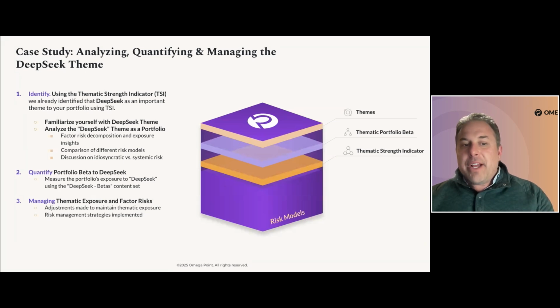Then you're going to quantify your portfolio beta to DeepSeek. We're giving you a portfolio, and you're going to measure the underlying characteristics and exposures to the DeepSeek theme. You're going to go through a process where you think through what types of betas you're looking at. If you haven't done this before, you're going to learn that historical versus predicted beta is very important to analyze when you're thinking about thematic exposures.